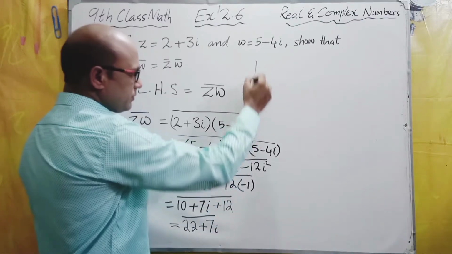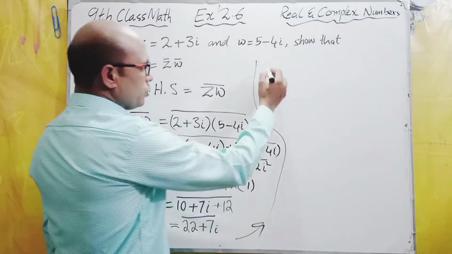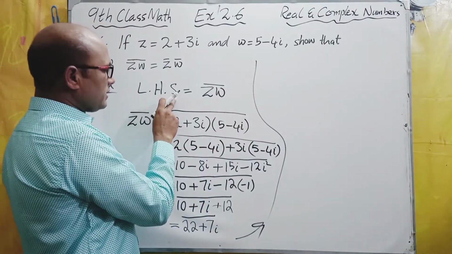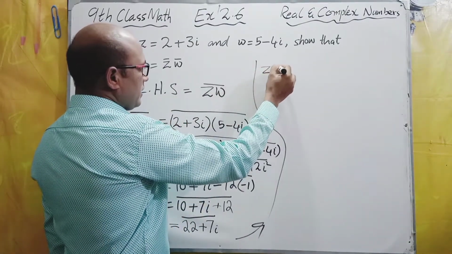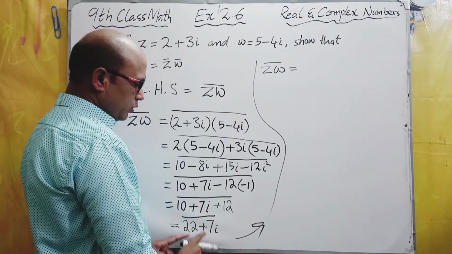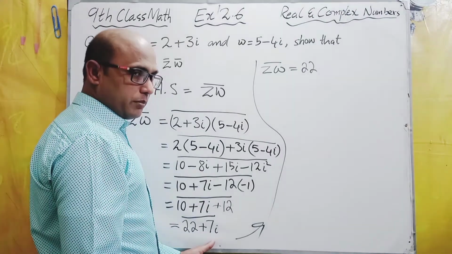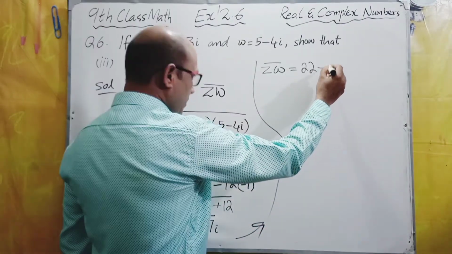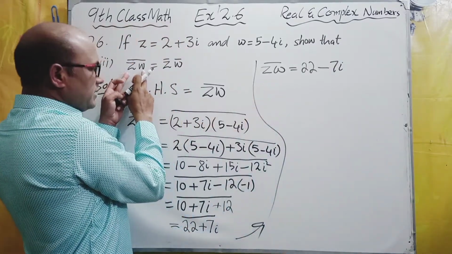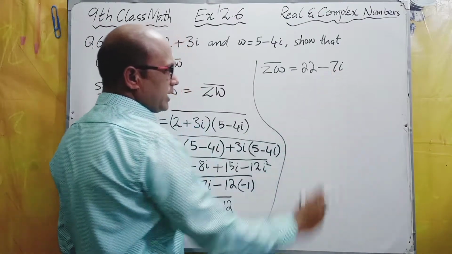Now at the end, this bar will be removed, and we are finding left hand side, which is (z into omega) whole bar is equal to, when we remove this bar, we'll get 22, and the sign of the imaginary number will be changed. It will become minus 7 iota. So the value of left hand side, (z into omega) whole bar, is 22 minus 7 iota.